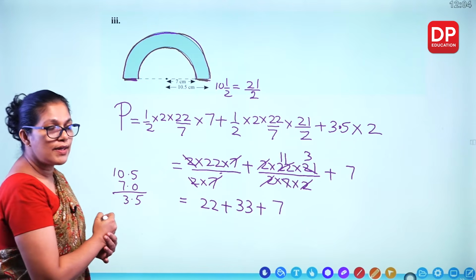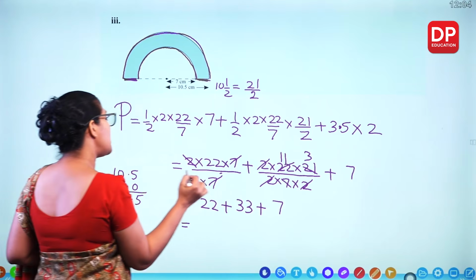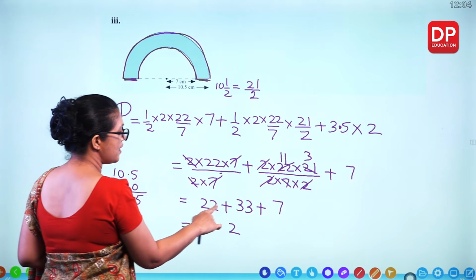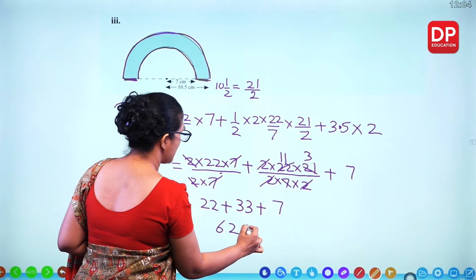And another 7. So when you add, what do you get? 7 plus 3, 10. 10 plus 2, 12. 1 remaining. 3 plus 3, 6. 62 centimeters.